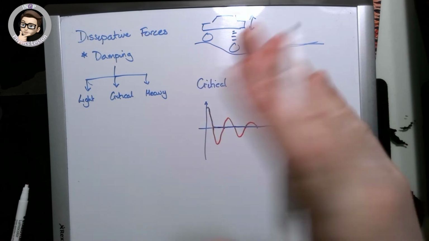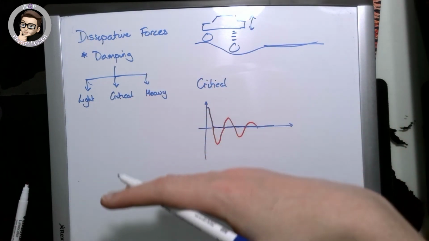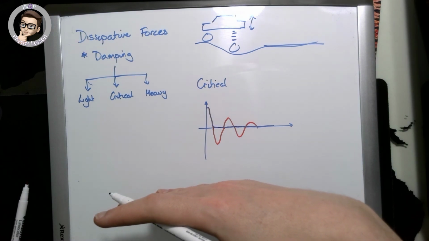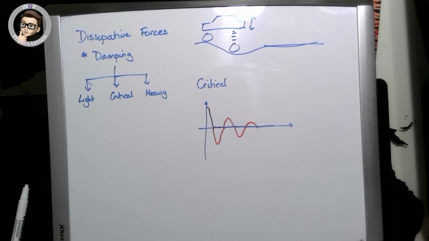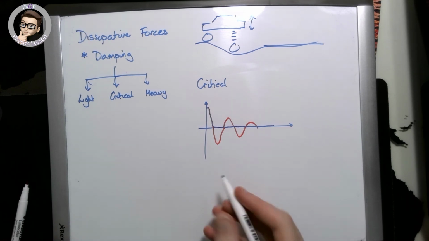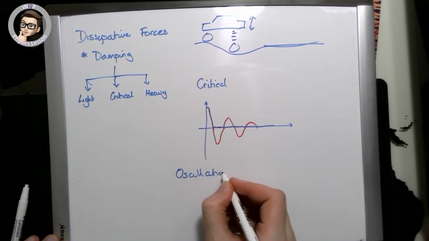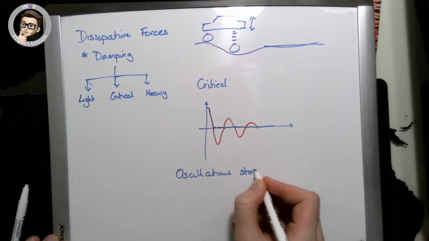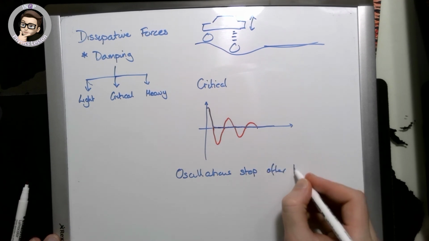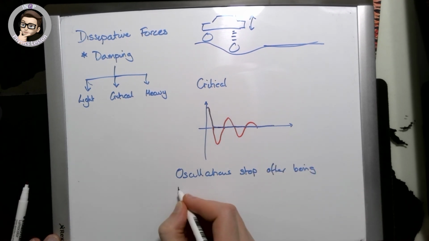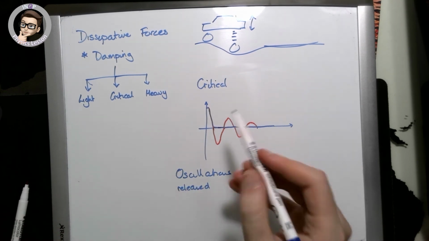There'd be no bouncing up and down, there'd be no way the car's moving up and down. You would just move down as you enter the bump and then move back to 0, and that would be it. That would be the oscillation. So critical damping is that the oscillations are stopped. So the oscillations stop after being released. So you don't get any more oscillations than just that first one.